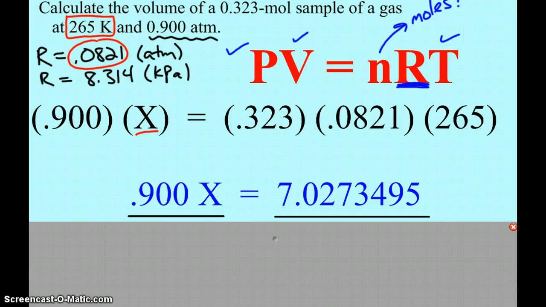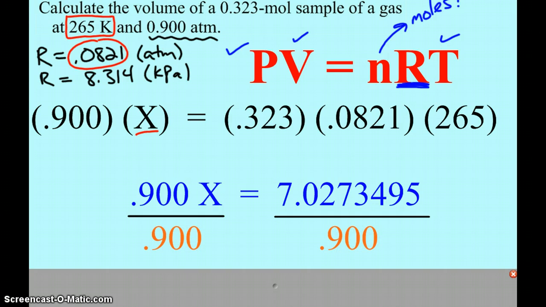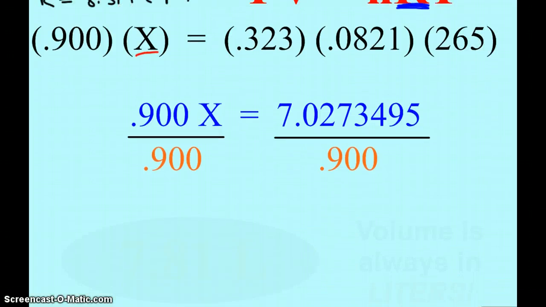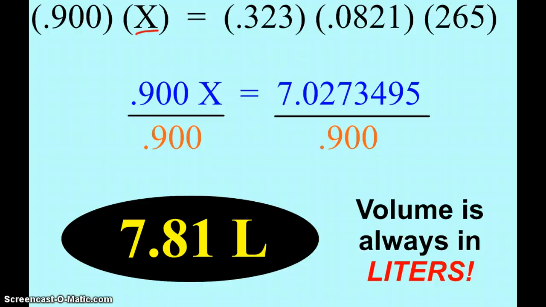Multiply both sides. Divide by 0.9 to solve for X. And then that will take us to our answer of 7.81 liters.